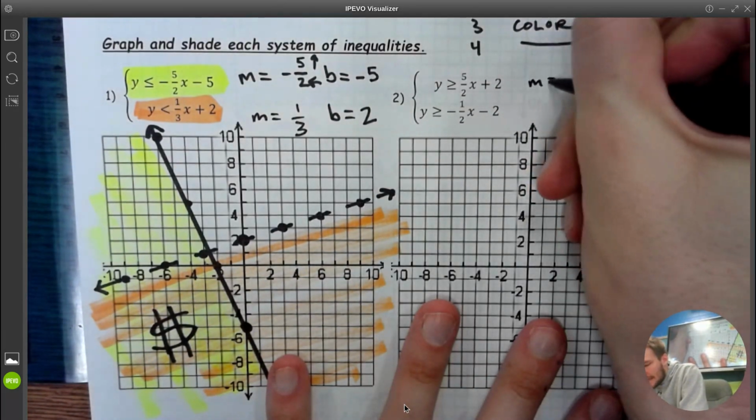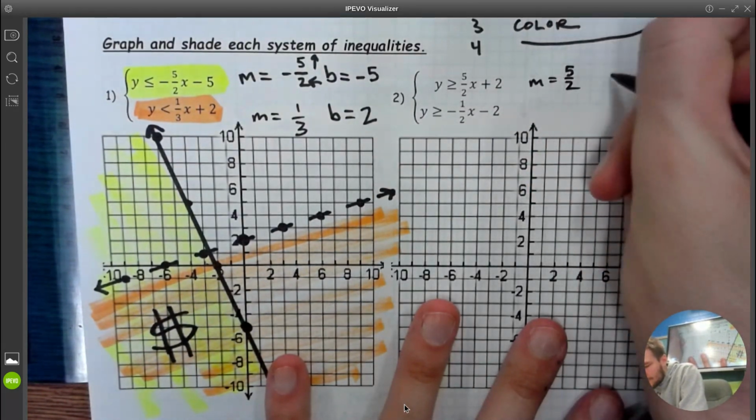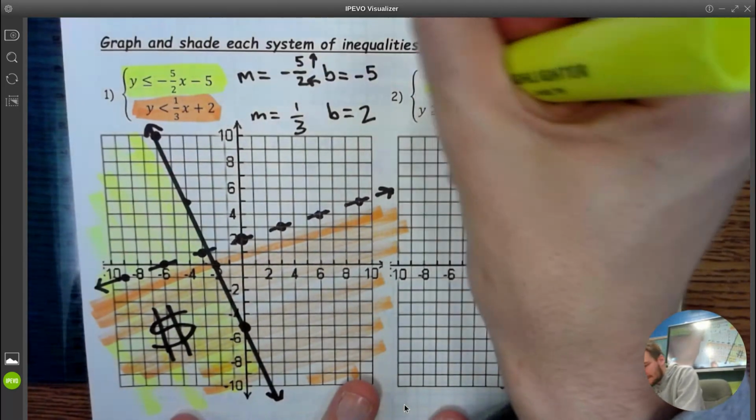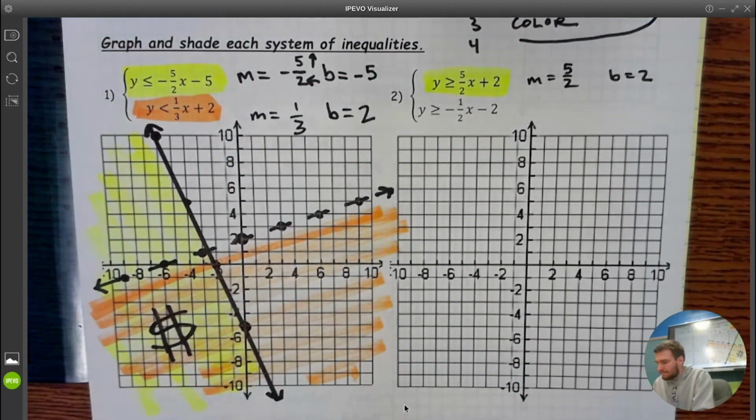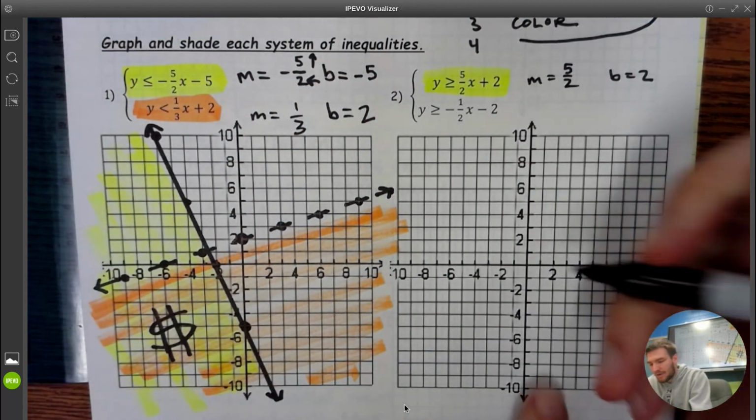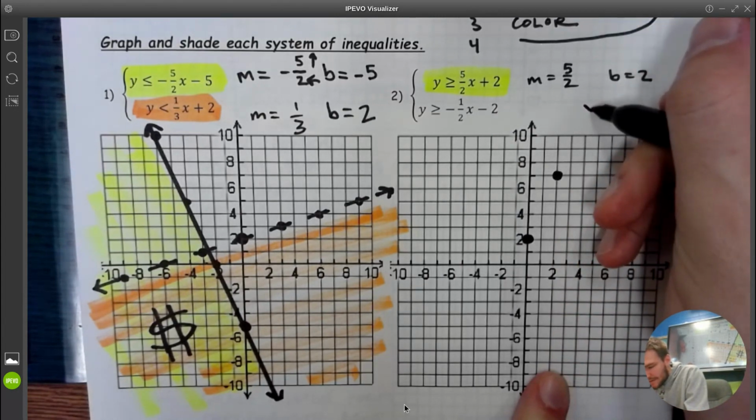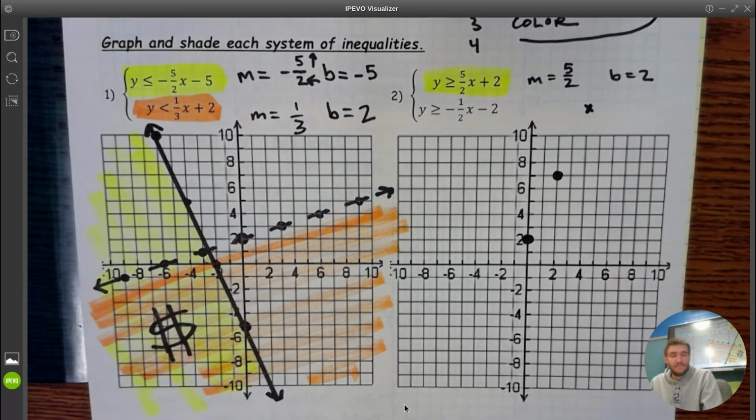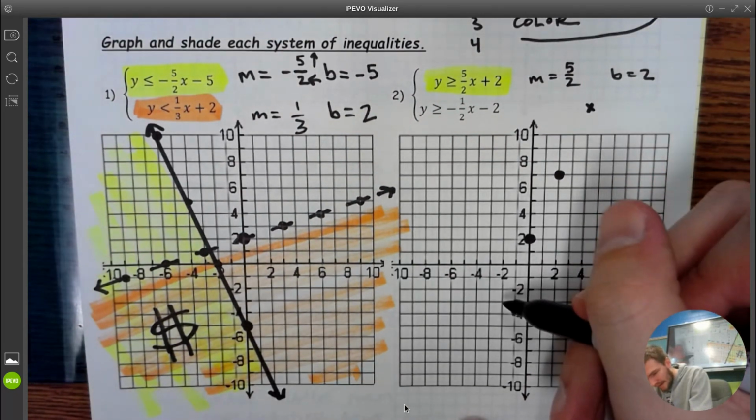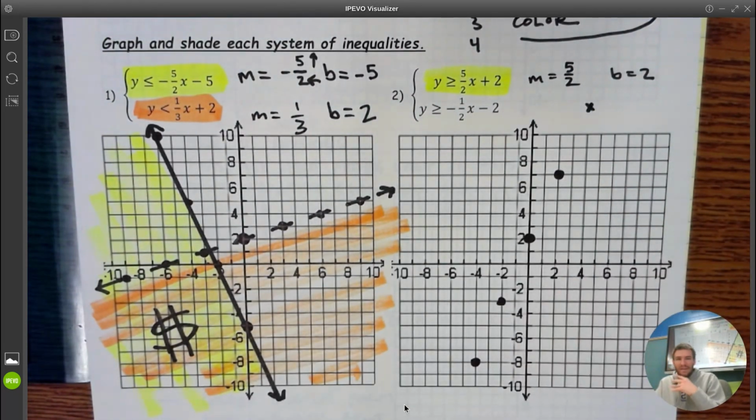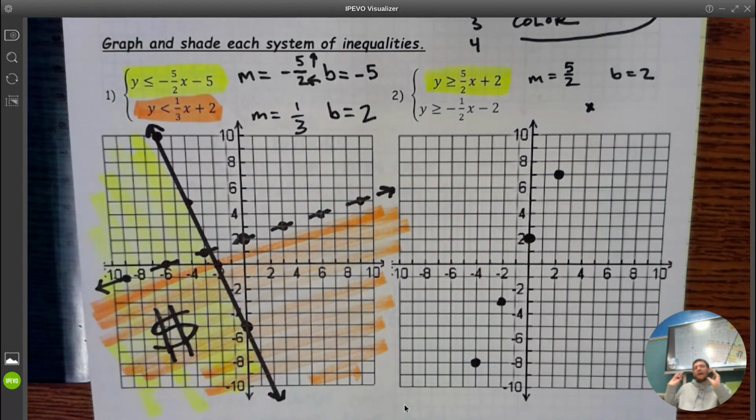This is going to be M equals 5 over 2, B equals 2. And you know what? That's not that hard. I'm going to go up 5 over 2, up 5 over 2. I'm going to run out of room. So I'm going to go down 5 over 2, down 5 over 2.